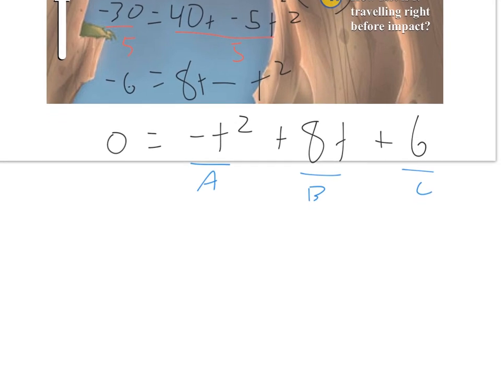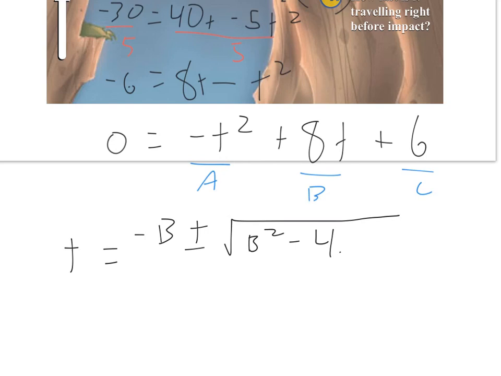Hooray, a quadratic. If you don't remember the formula for the quadratic, the unknown, or the variable, which in this case is t, is equal to the opposite of coefficient b plus or minus the square root of coefficient b squared minus 4 times coefficient a times coefficient c, that whole thing all over 2 times coefficient a.